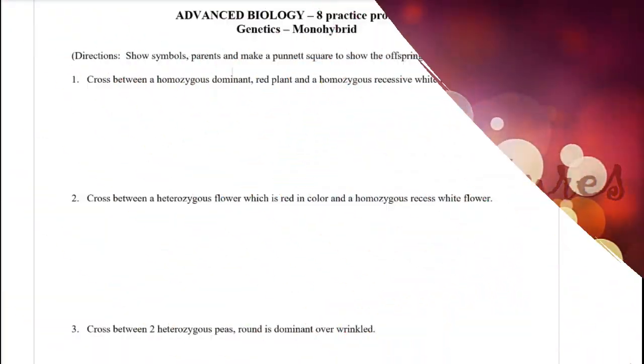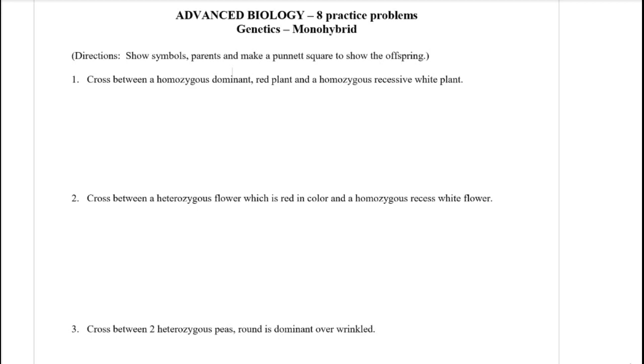Welcome. We are now going to do the 8 question practice problems for monohybrid crosses, and like always you want to read the directions first before you start doing your problems. So it looks like here for my directions it says symbols, parents, and a Punnett square for the offspring. So let's see what my trait is that I'm looking at, and then we'll do our symbols.